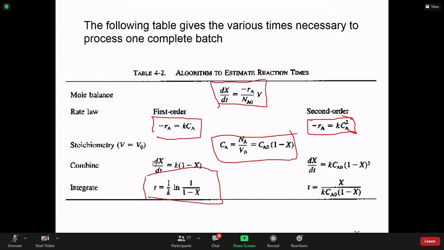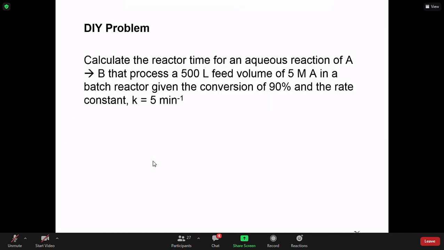For example, a question will ask you, what is the time required to convert this amount of product to this one? And then they will give you the rate constant and the conversion. So you need to find the time, so you can use this, depending on the order of the reaction. This is the first order, this is the second order. Okay, this is some example.